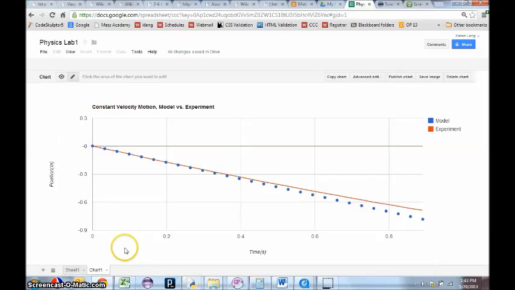And looking at my graph of my findings, it's pretty consistent. The model matches up to my experiment. The model is in blue and the experiment is in red. Slightly different because the acting forces of gravity and friction on the table caused the velocity to decrease a little bit as time went on with my experiment.